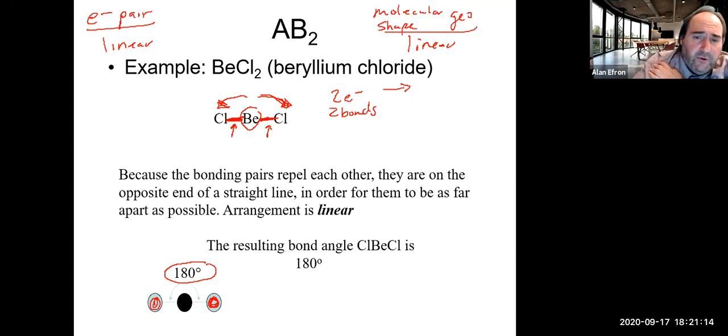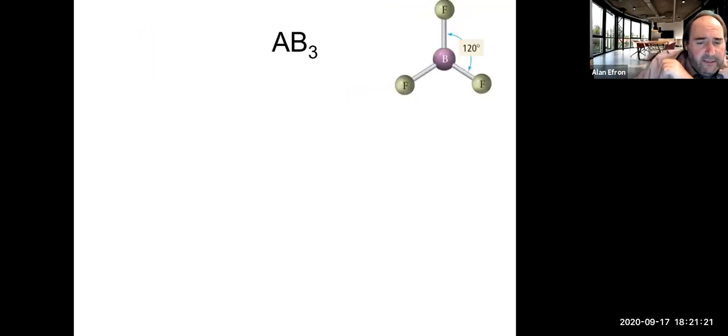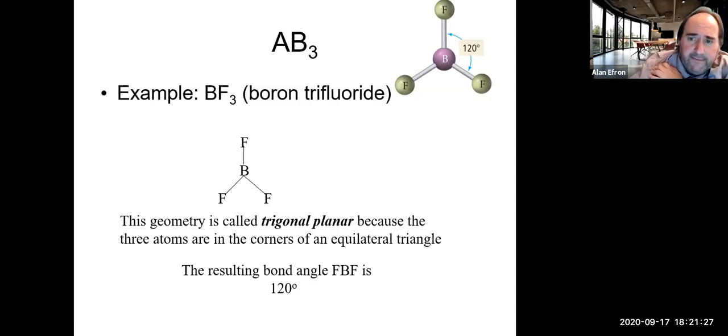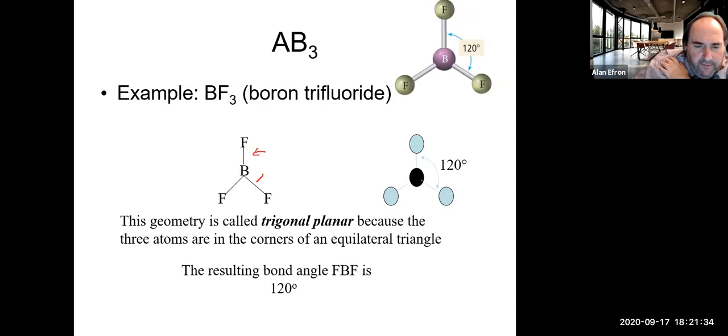The next geometry involves a central atom and 3 guys bonded to it. So boron trifluoride, again, is an example of this. And here, if we look at it, we have 1 electron pair, 2 electron pairs, 3 electron pairs. And we also have 1 bond, 2 bonds, and 3 bonds.